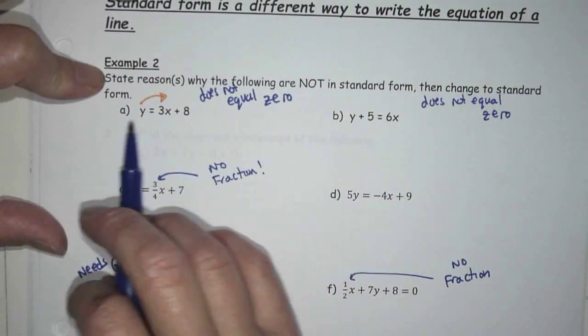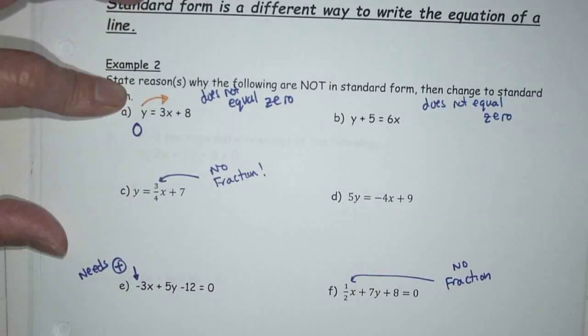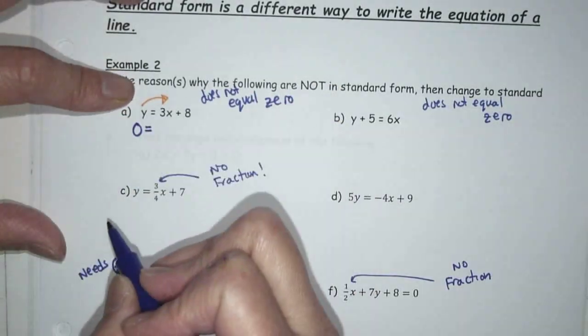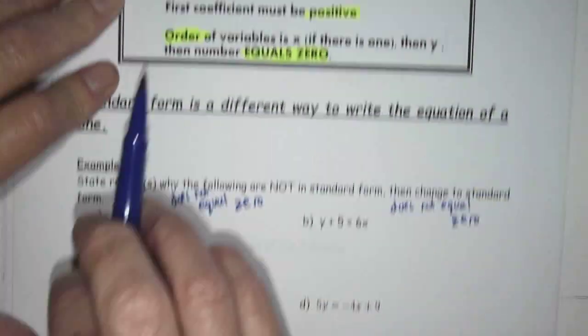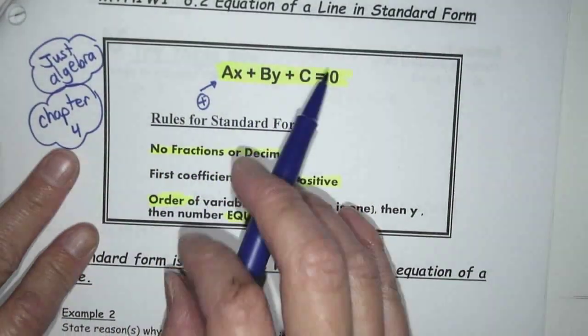I don't care which side the equal 0 is on. It doesn't matter. So if I bring the y over here, I got the 0 here. That's okay: 0 equals. Now, the order does matter. I said the order matters. I want you to put it in alpha order: x, then y, then number equals 0.